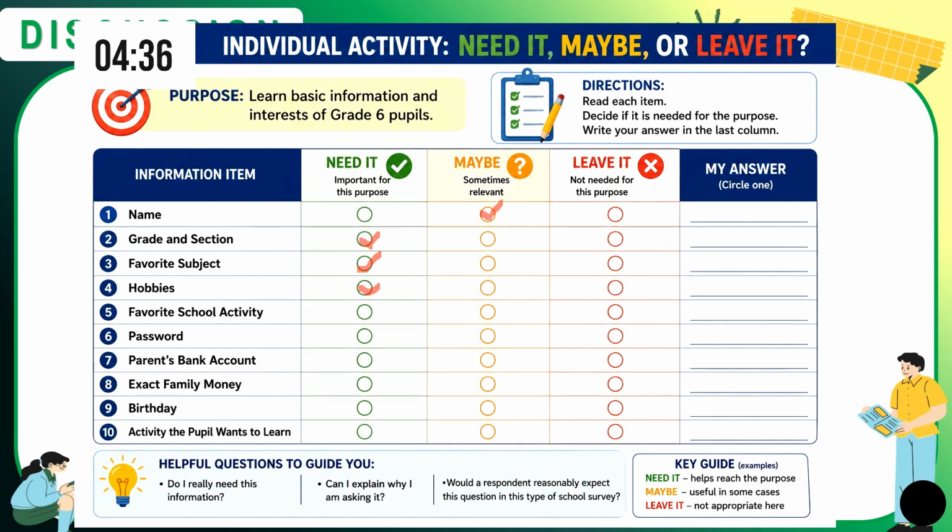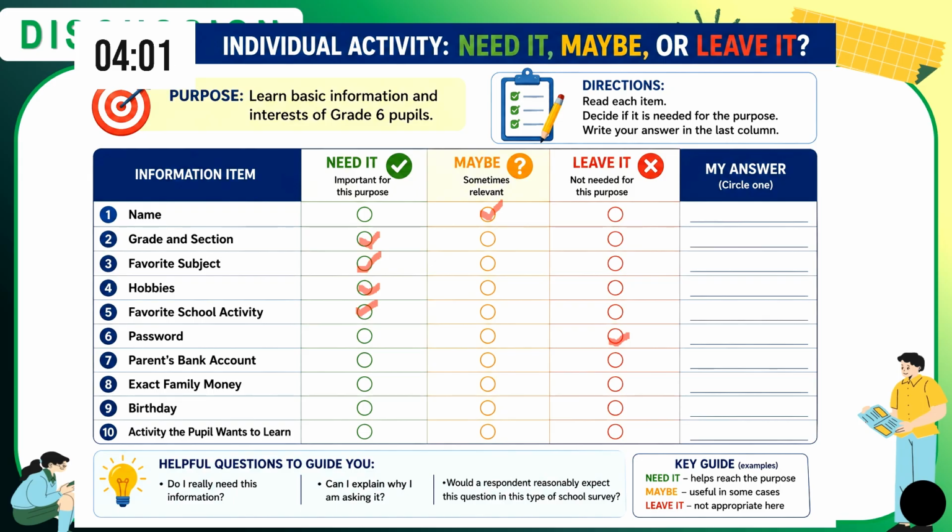Number 5, favorite school activities. Yes, need it. Why? It's because this helps teachers understand what kind of school activities pupils enjoy and may help when planning future activities. Number 6, password. What do you think? Password is leave it. Why? Password is private and should never be requested in this kind of survey. It does not help us learn about pupils' interests.